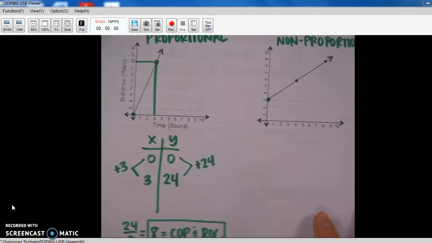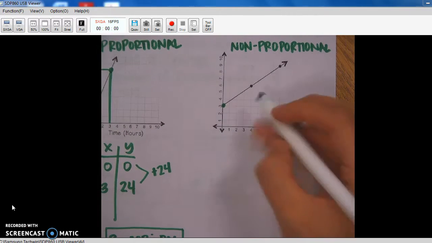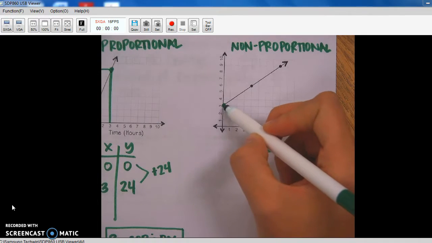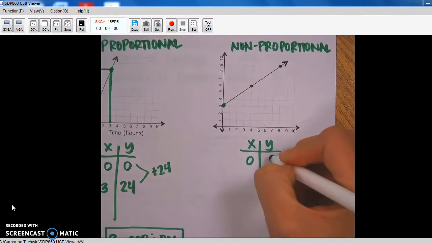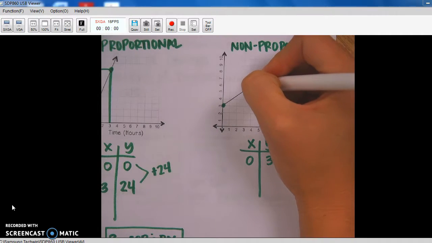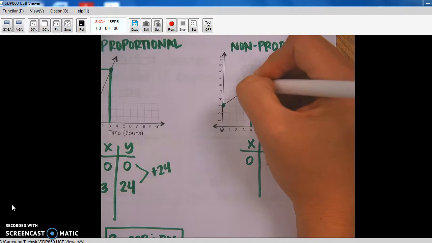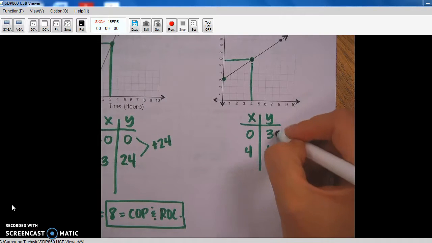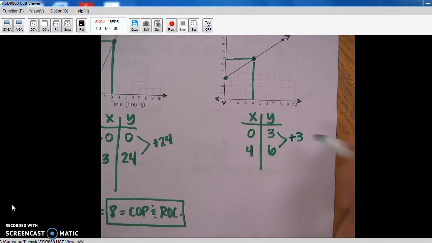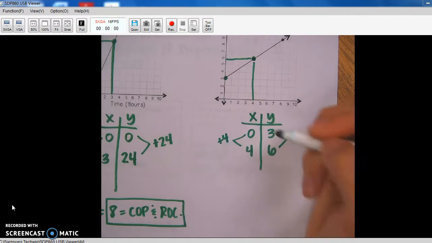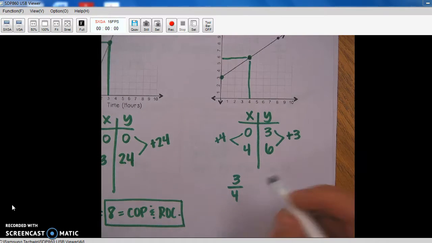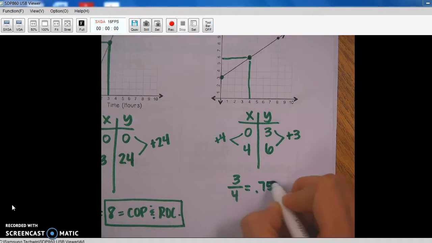Okay, now on this graph, again, we just need 2 points. I'm going to choose the one I started with, which is 0, 3. And then I'm also going to use the one that it already gave me right here, 4, 6. Okay, so here I'm adding 3 to my y value, and I'm adding 4 to my x value. So to get my rate of change, 3 divided by 4. I can leave that as a fraction, 3/4, or we can turn it into a decimal, 0.75.